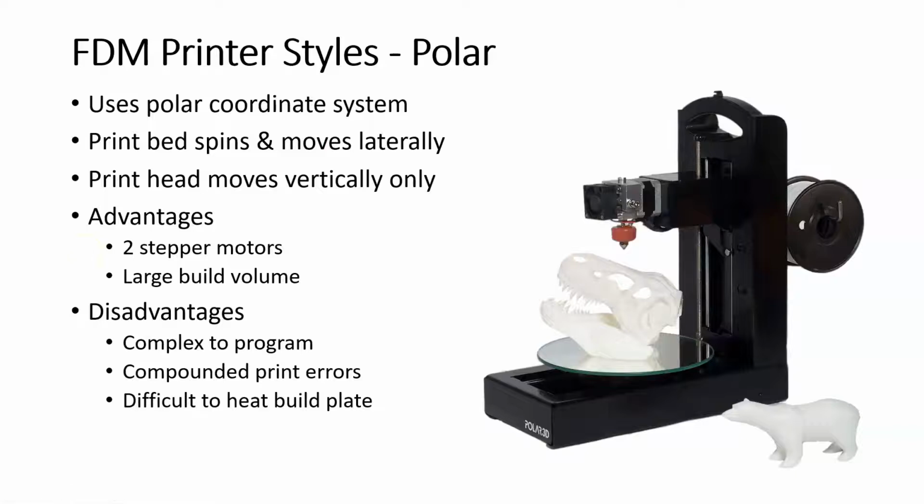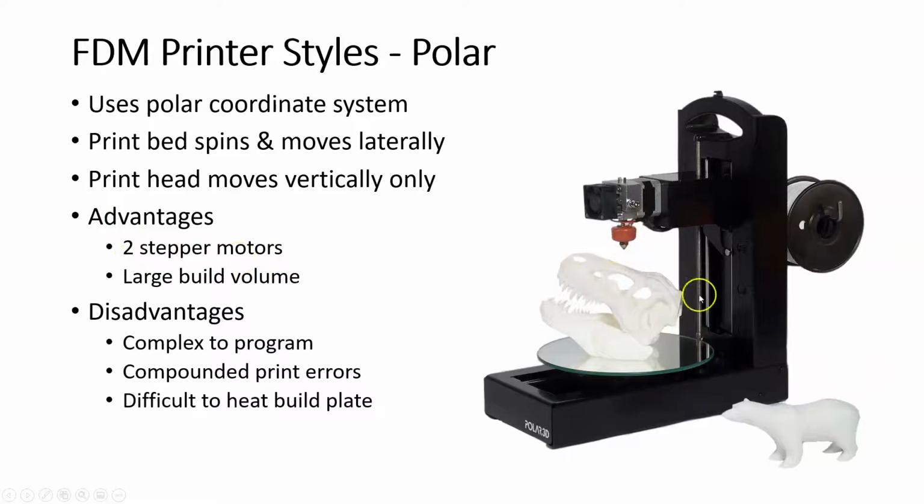Now we're getting into some of the stranger ones. The Polar printer uses a polar coordinate system. The bed spins and moves laterally. So it spins and then it moves. In this figure, the bed is going to move left and right, and the print head is going to move up and down.